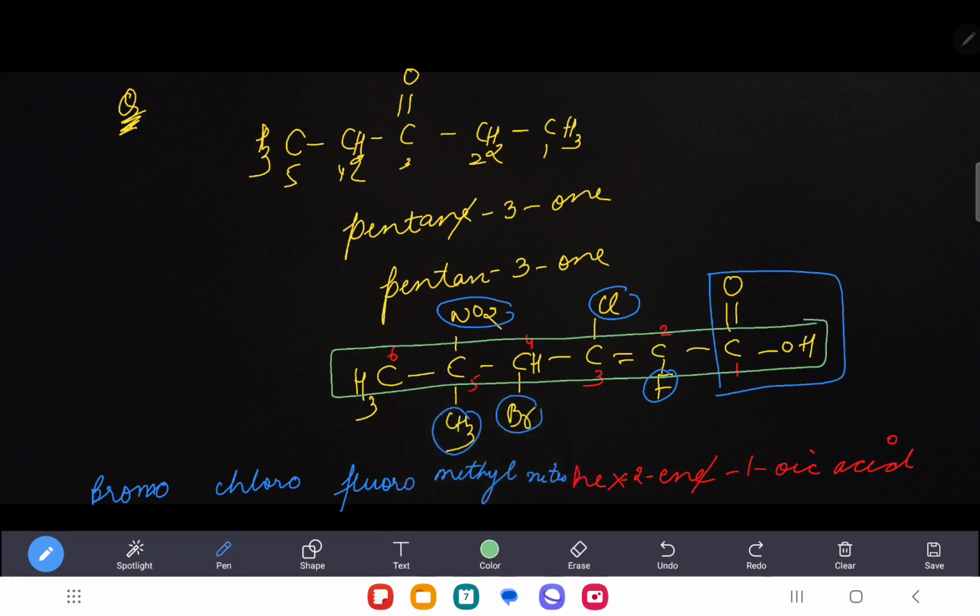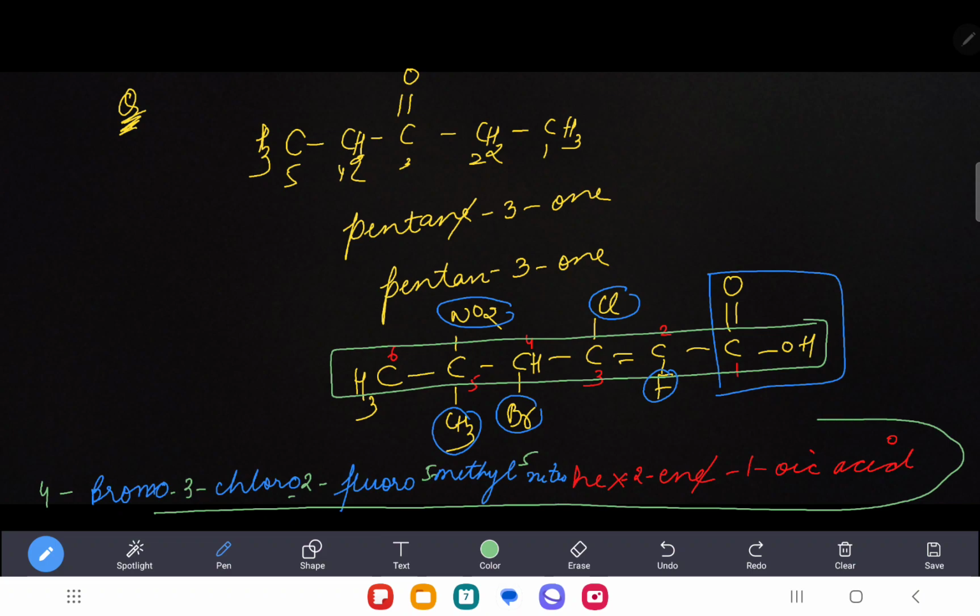And just put in the numbers. So we have bromo shall be what? Bromo shall be 4 bromo. Chloro shall be what? 3 chloro. Fluoro shall be what? 2 fluoro. Methyl shall be what? 5 methyl. And nitro shall be 5 nitro. That's the name of the compound. So first name the main chain and the functional group, and in blue you write down all the prefixes in alphabetical order. Did you understand the basic theme of the nomenclature, Ayush?